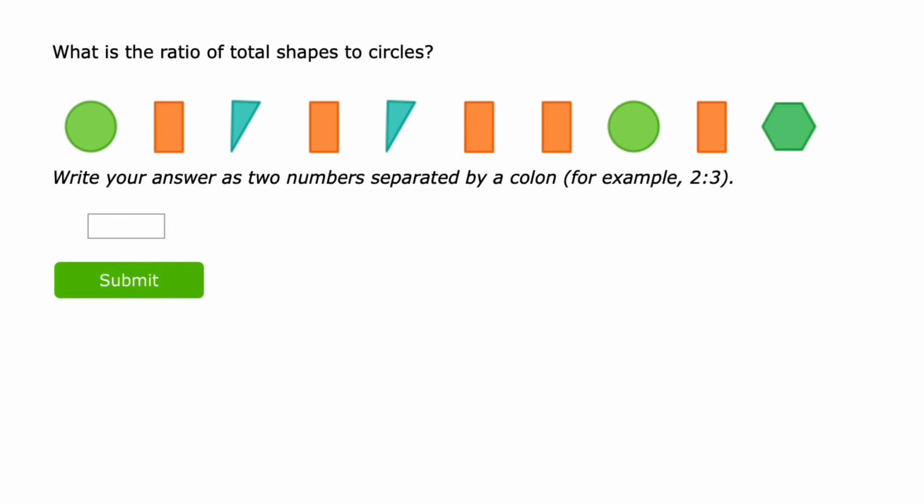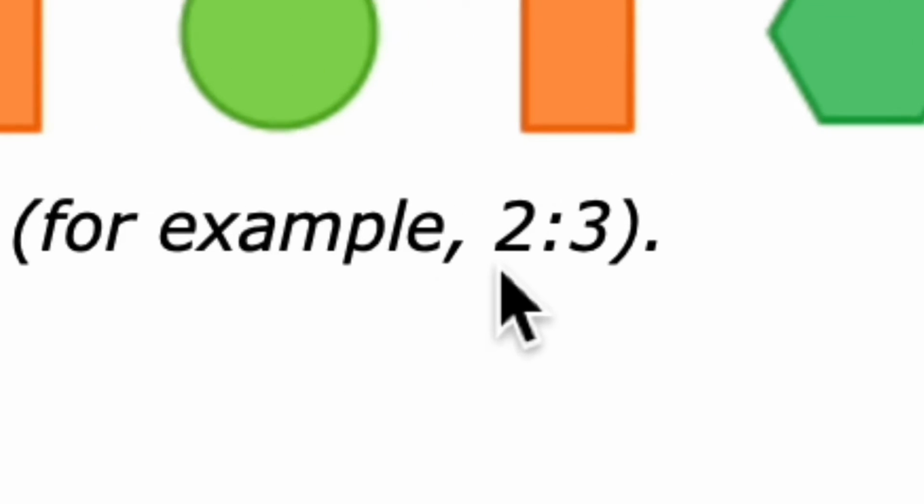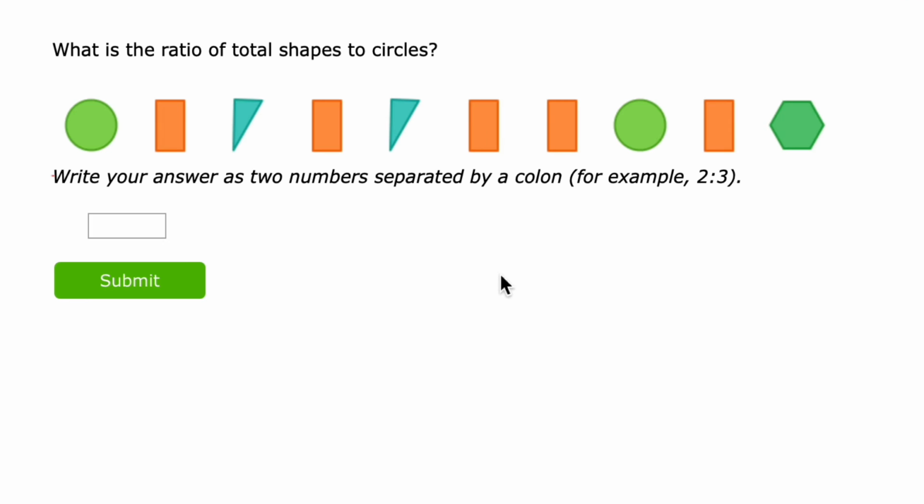As you can see, there are a lot of shapes over here. The instructions say, write your answer as two numbers separated by a colon. For example, 2:3. Okay, let's give an example, like 2 to 3. Let's say we have 4 to 2.